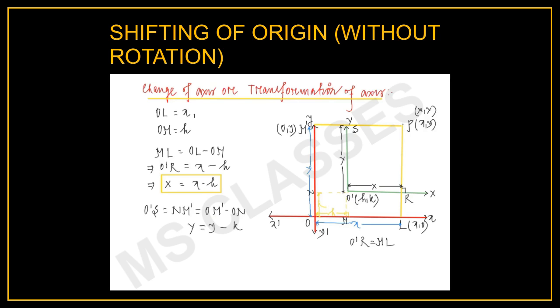Capital Y. So from here we get this relation: the ordinate of the point with respect to the new Cartesian system is equal to the ordinate in the original Cartesian system minus the ordinate of the new origin. This is what we have got. So when the Cartesian plane is shifted parallel to itself without any rotation, this is the relation between the abscissa and ordinate of the new coordinates of the point and the old coordinates of the point.